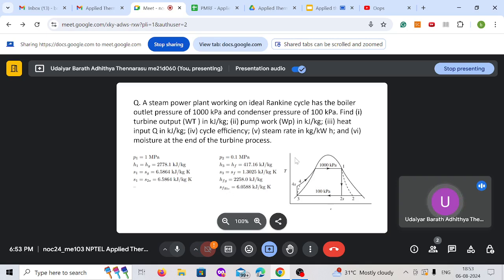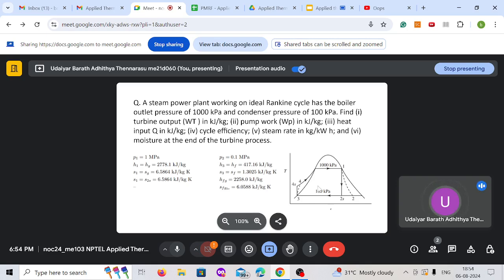So next we will move to see some problem on the Rankine cycle again. So we have a steam power plant working on an ideal Rankine cycle, with a boiler outlet pressure of 1000 kilopascal and condenser pressure of 100 kilopascal.